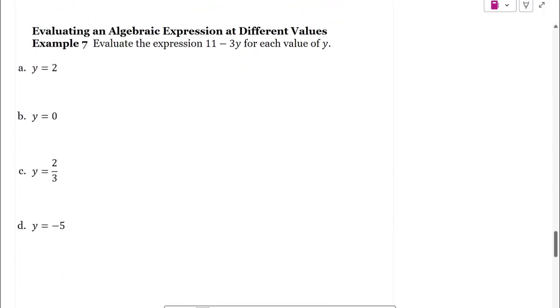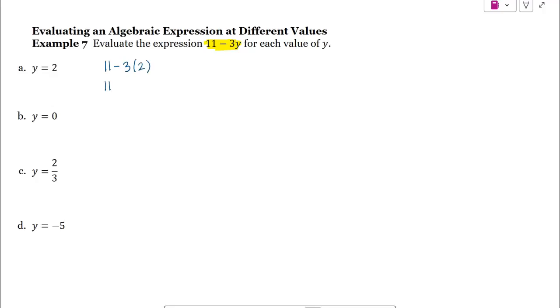Example 7. Evaluating an algebraic expression at different values. When we have an expression, such as this one here, 11 minus 3y, we might want to know what its value is at different numbers that we exchange for the variable. For example A, we're going to take the number 2 and substitute that in anywhere that we see y in the original expression. So 11 minus 3, and we'll put a 2 instead of the y.